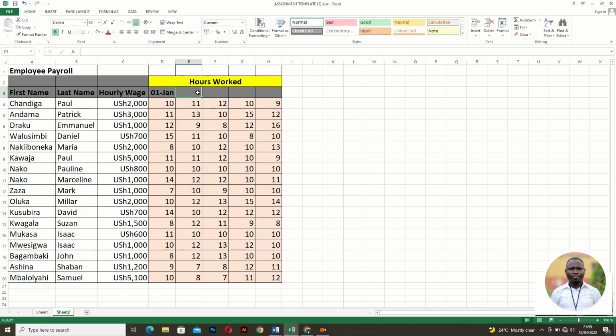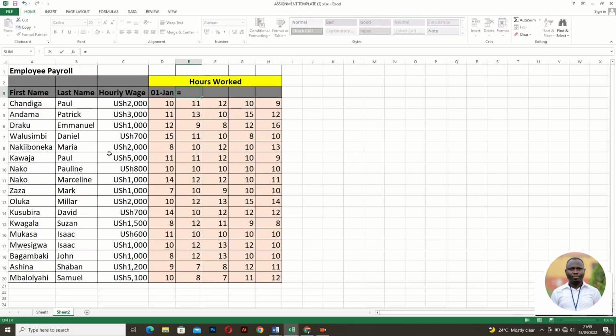According to our payroll system, we have the first name, the last name, and the hourly wages, like how much someone gets per hour. That is what is referred to as the hourly wage. Then we have hours worked for. Let's say these people work once every week. So if today is 1st January and the person comes to work again after 1 week, because he works once every week, then this is what is going to happen.